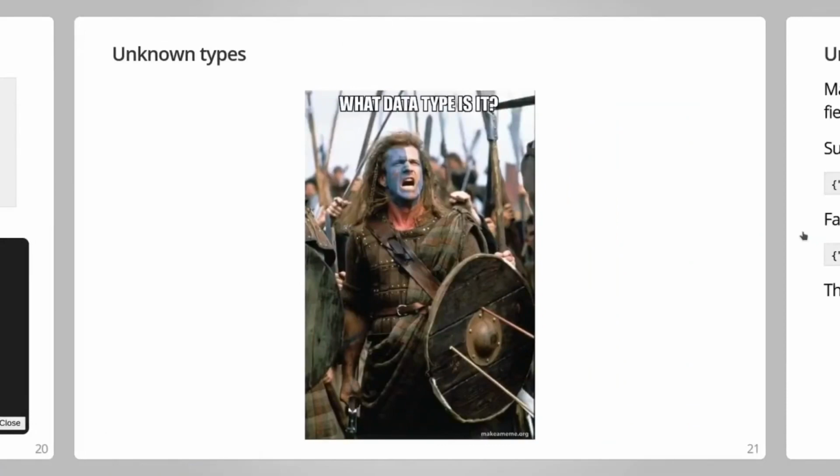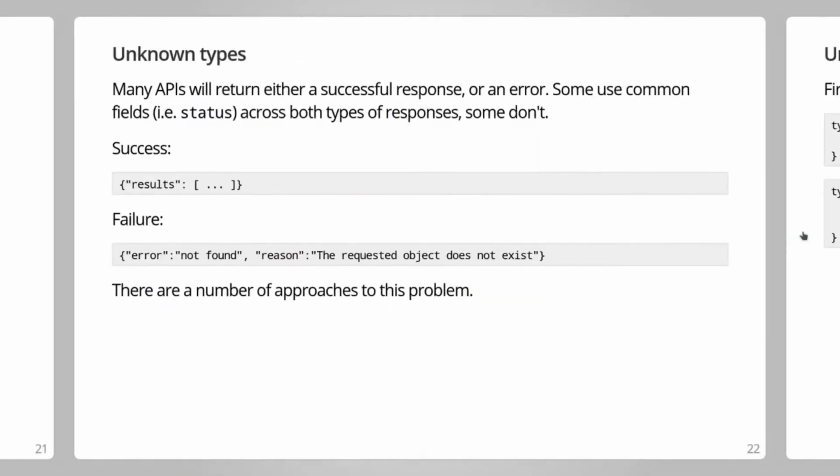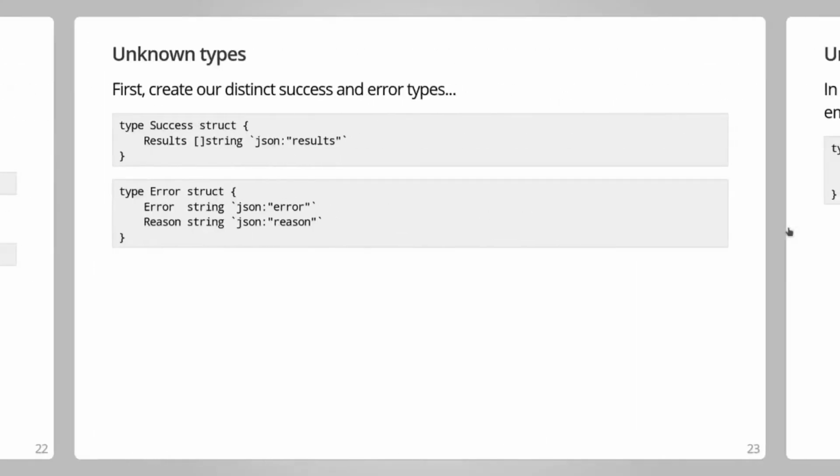What happens when you don't know the data type? So let's use an example of an API that returns one type of object for success and another type for failure. And for the sake of argument, we'll assume you cannot determine which is which based on, say, the HTTP response code. You only know by reading the JSON result. So what I've done here is I've created a success type and an error type, so my goal, of course, is then to unmarshal success objects into success and error objects into error.